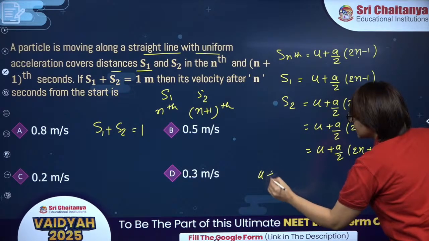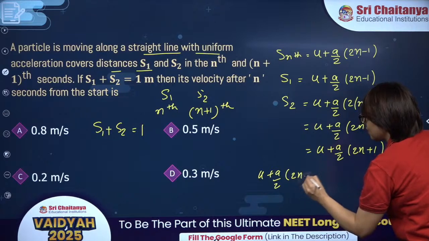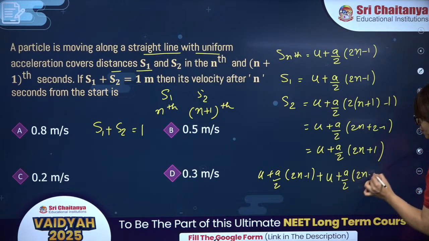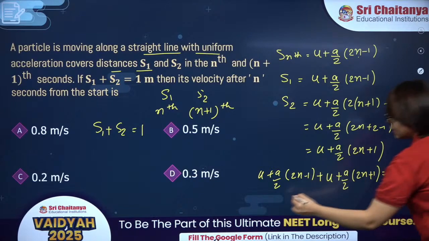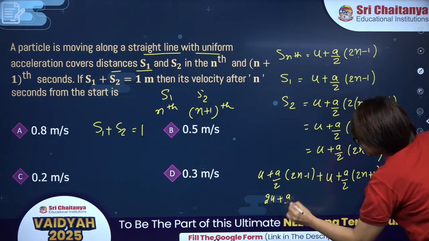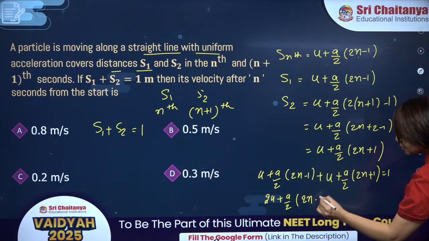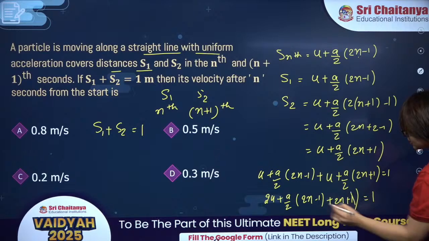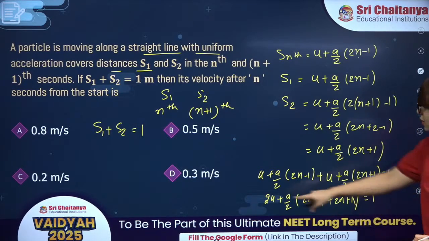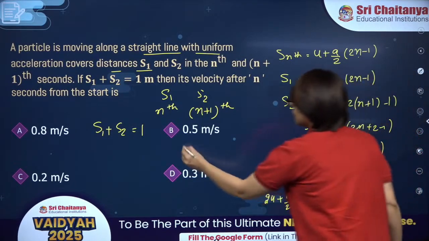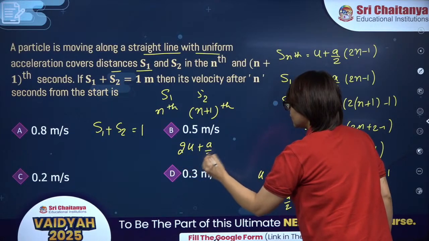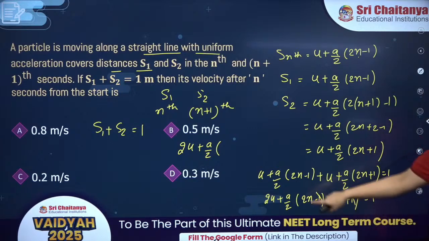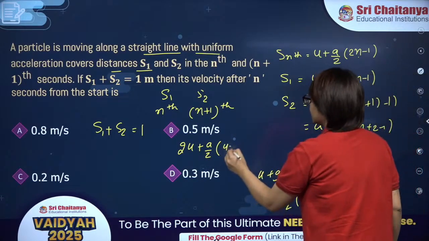S1 is u plus a by 2 into 2n minus 1, and S2 is u plus a by 2 into 2n plus 1, and it should be equal to 1. So it is 2u plus a by 2 common. So it is 2n minus 1 plus 2n plus 1, and it should be equal to 1. Plus 1 minus 1 cancel. So what do we have? 2u plus a by 2 into 4n is equal to 1.